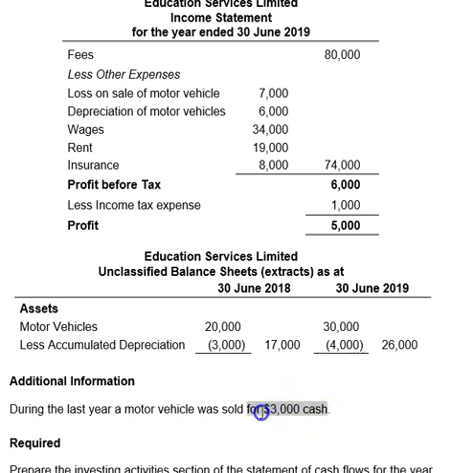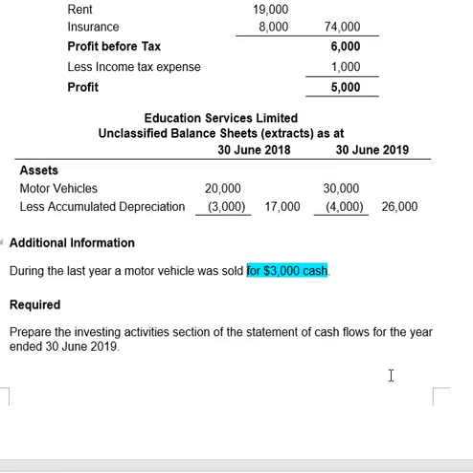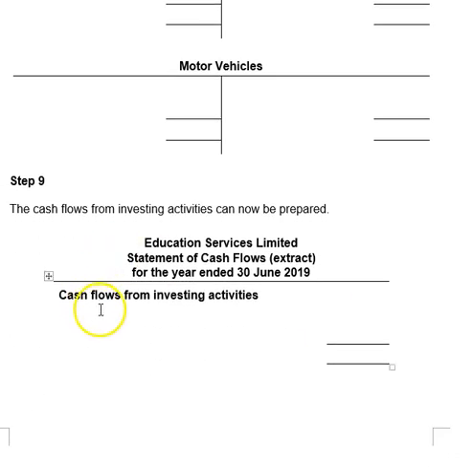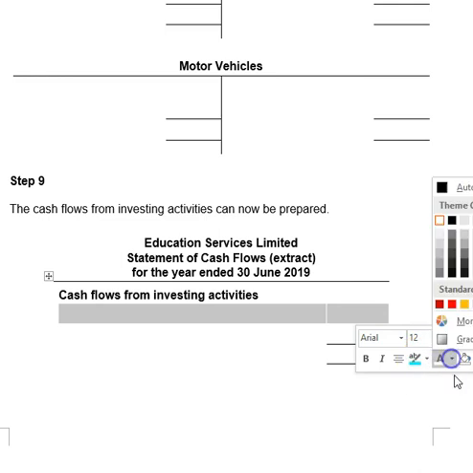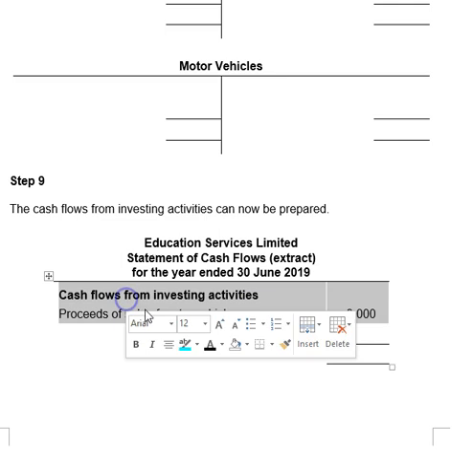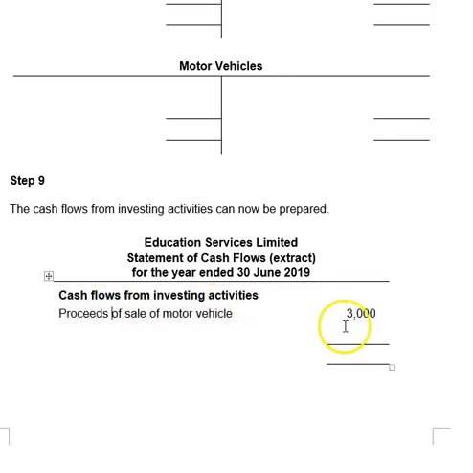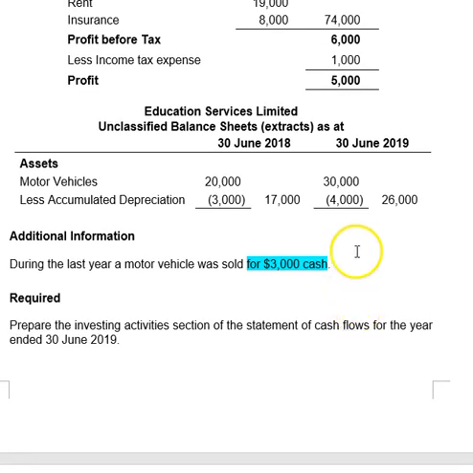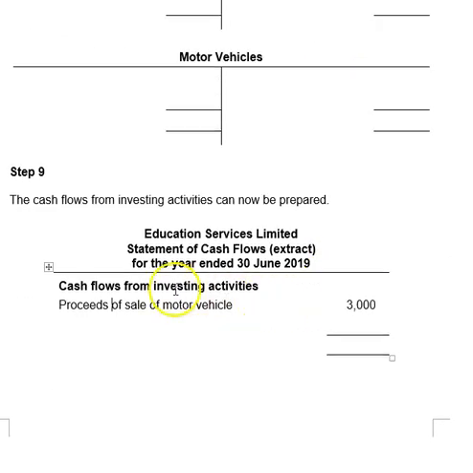So straight away you can record this in your statement of cash flow under investing activities. Under investing activities you receive 3,000, the proceeds of sale of motor vehicles. That means you get money from the sale of motor vehicles, 3,000. So this information you have recorded in your statement of cash flow.